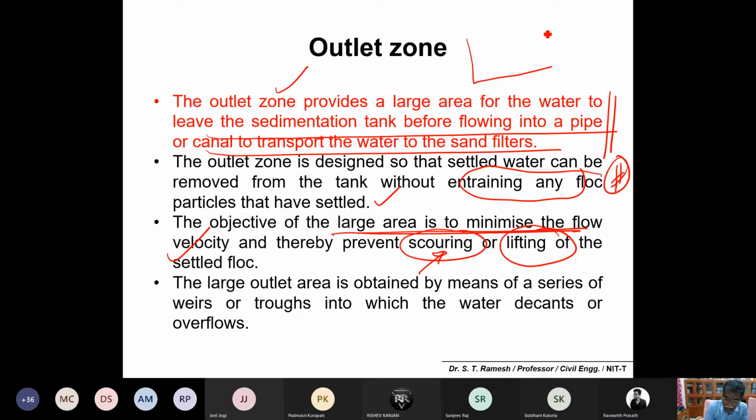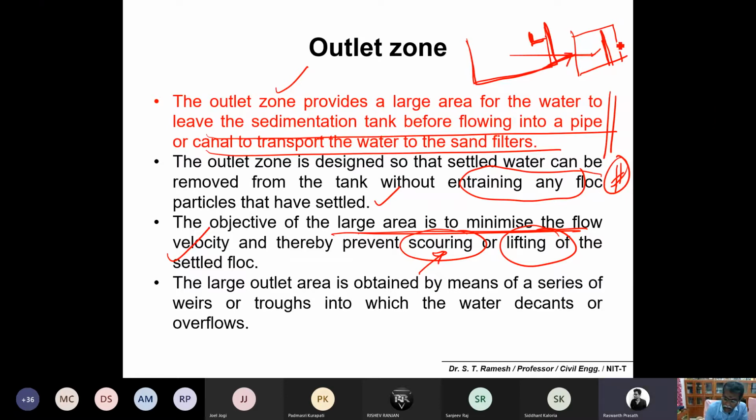If you see here, this is your outlet zone. Now this is your effluent weir. This is the section I'm drawing. But imagine now a rectangular tank. In the widthwise direction you have the effluent weir. Have you got my point? This is the section. This is your plan.